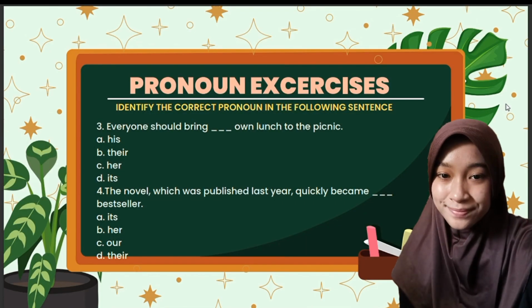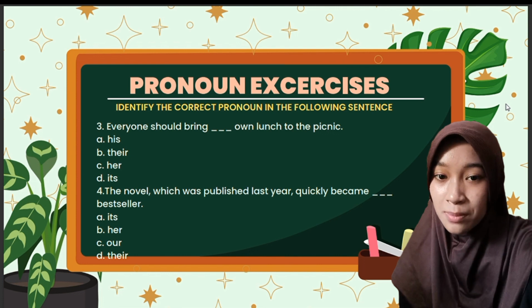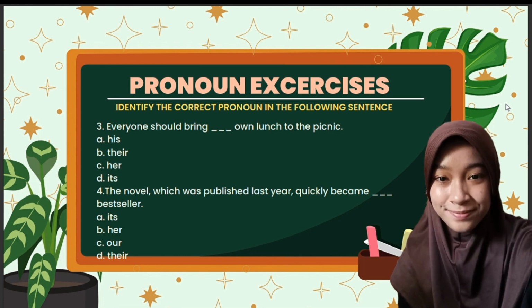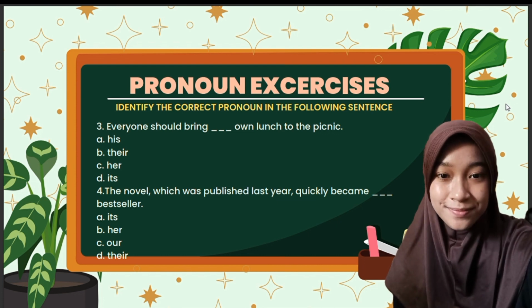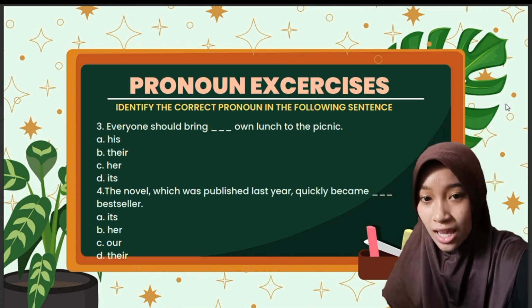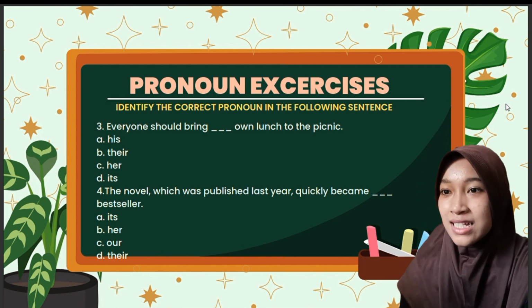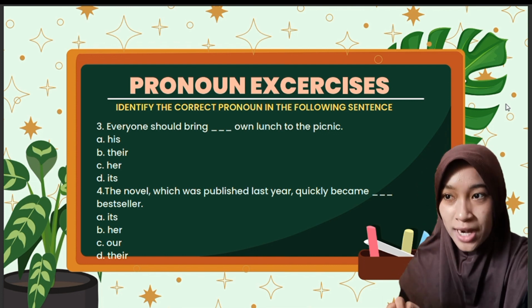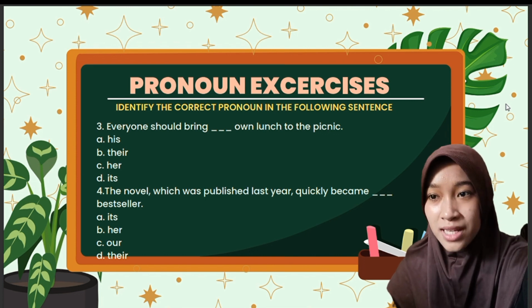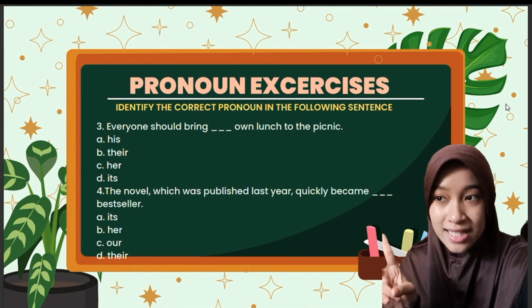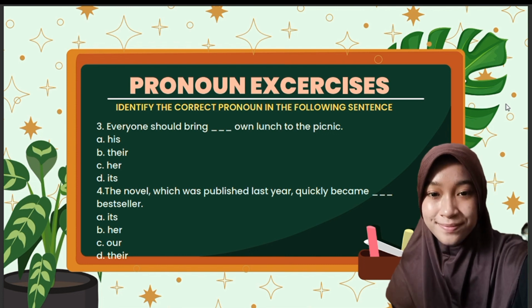Question number 3. Everyone should bring blank lunch to the picnic. A. His, B. Their, C. Her, and D. Its. The correct answer is A, or his. In this case, the indefinite pronoun everyone is treated as singular, and the appropriate pronoun to use is the masculine singular possessive form his to indicate the possession.